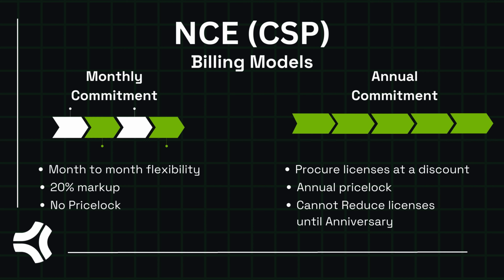If you have seasonal workers, for example, monthly might be worth the 20% uplift. But if you have the same number of workers, more or less, year-round, you can save that 20%, and you can actually still pay monthly. You just can't adjust your quantities until your anniversary date at the end of that first year.